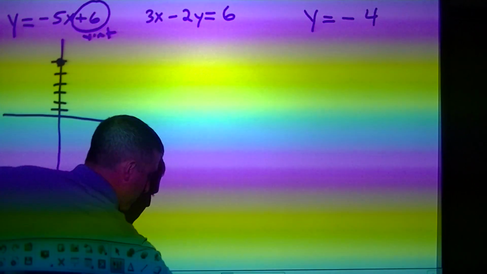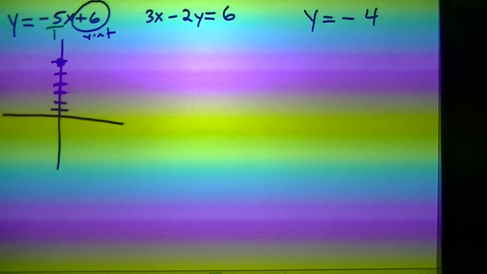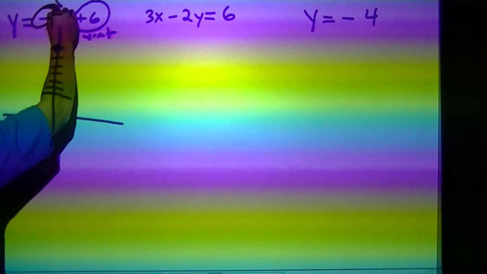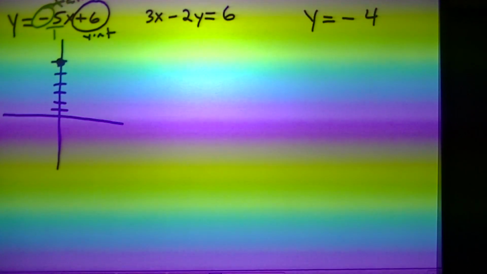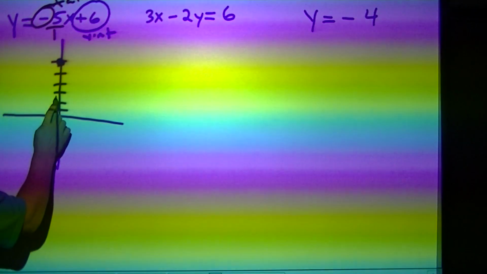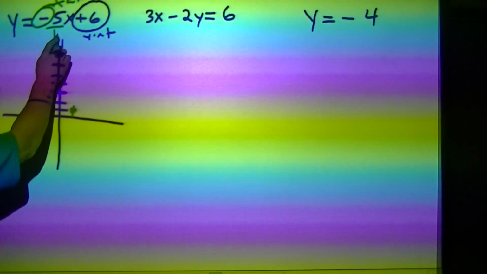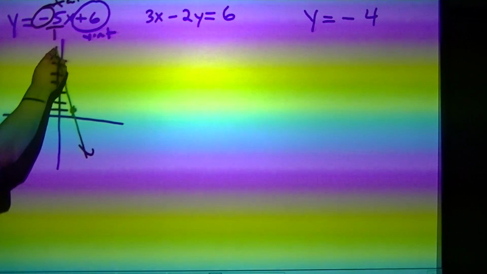Okay? Now, what I'm going to do is use my slope. That's negative 5 over 1. Because it's negative, I'm going to fall. If it's positive, I rise. So from this point, I'm going to fall 5: 1, 2, 3, 4, and 5 over 1. Okay, because that's how many I go to the right. I can connect the dots.